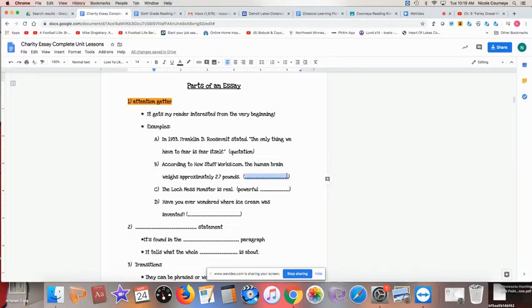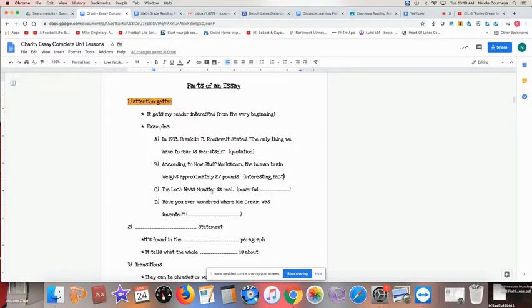Okay, B: according to howstuffworks.com, the human brain weighs approximately 2.7 pounds. So that's an example of an interesting fact. Okay, so you could find some kind of interesting fact that connects to the charity you choose, and you could start your essay out with that interesting fact. Now, for both the quotation and the interesting fact, you would want to make sure that you tell where you got your information from. You'll be putting the name of your source down with parentheses around it.